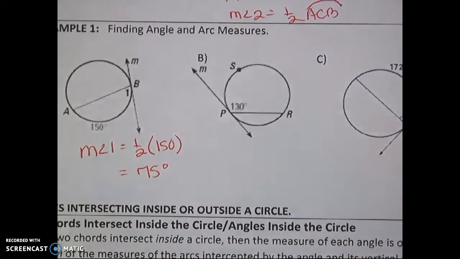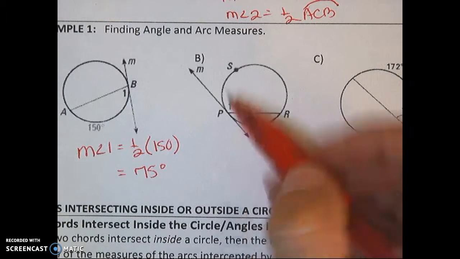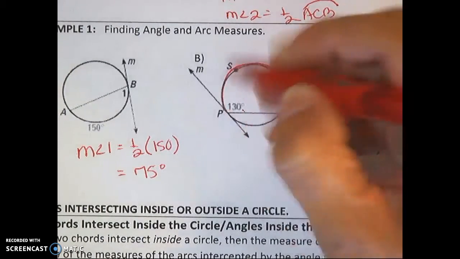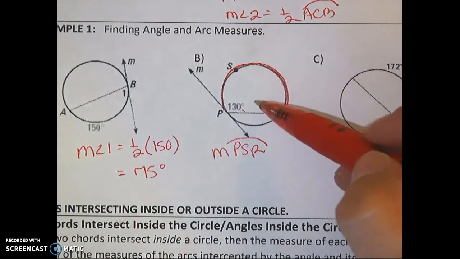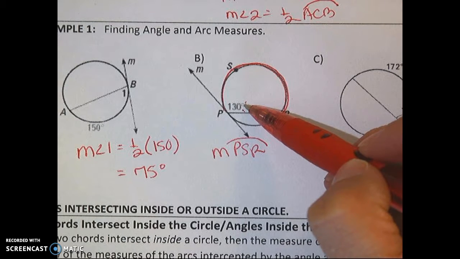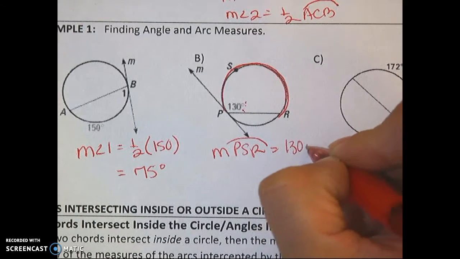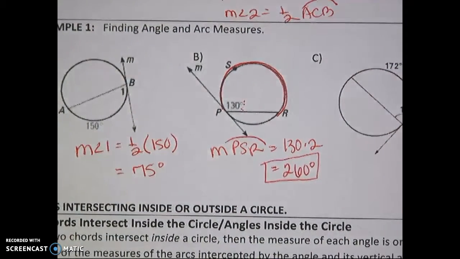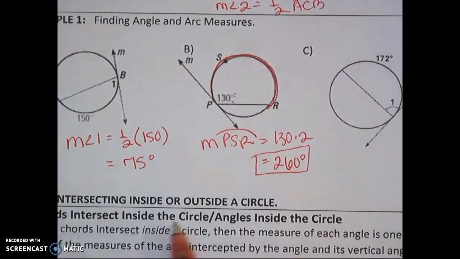On the next one, part B, you have that the angle measure is 130 degrees. So I need to find the arc. We're going to find this arc right here, PSR. The measurement of arc PSR is twice that of this angle, 130 degrees, because this is the half. So to get to the arc, I'm going to multiply it by 2, which would be 260 degrees. That's the arc measure that goes with the angle P. Again, if you have the arc, you're going to divide it by 2. If you have the angle, you're going to multiply it by 2.